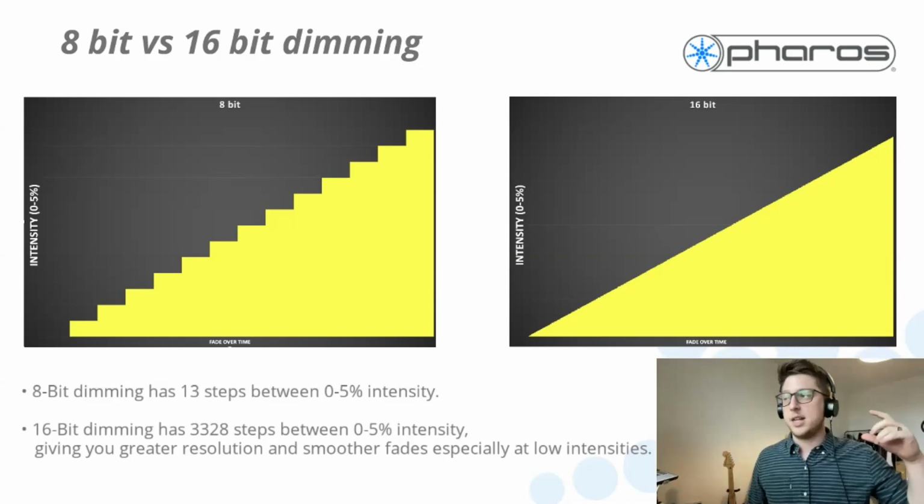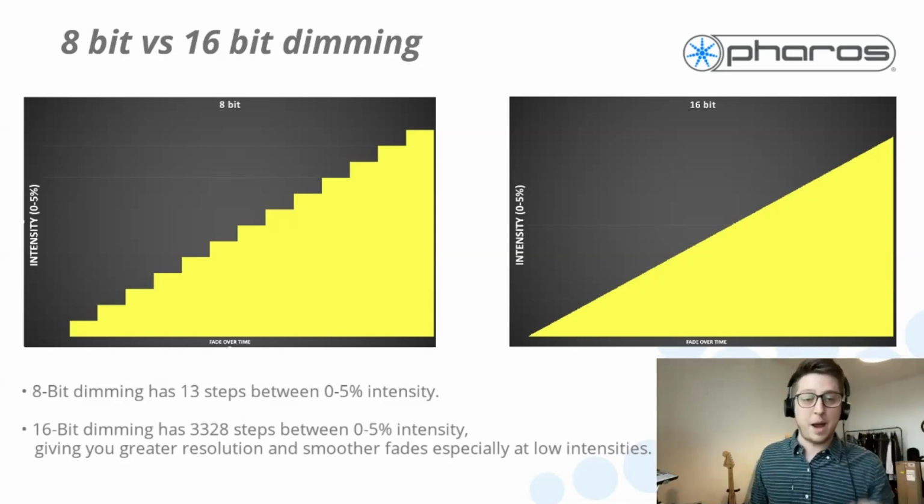Obviously, with 16-bit dimming, we will still respect the content's dynamic resolution, and we will give you a greater range to work with, which gives you a lot better visual output from your fixtures. It's important to note that you do obviously need to use 16-bit fixtures to take advantage of this feature.